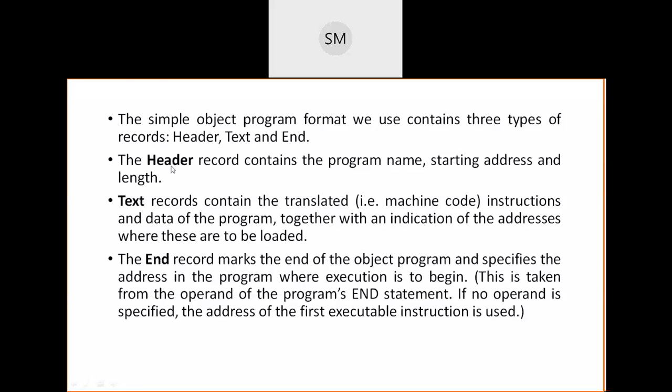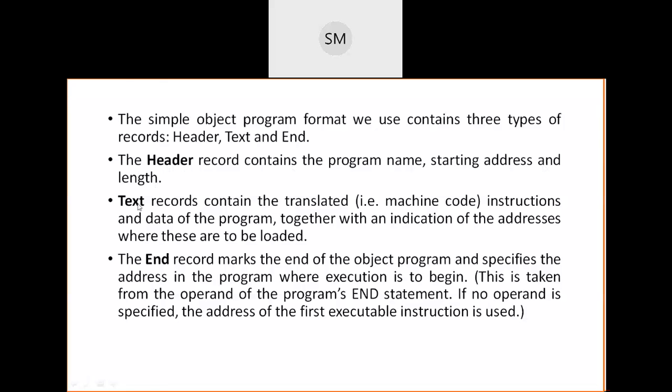In header record, what should we write? We should write the name of our program and the starting address of the program. Along with these, we should write the length of our program also. Remember these three things we should write in a header record.